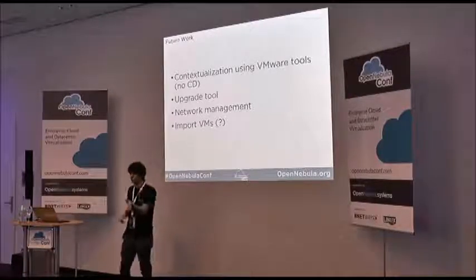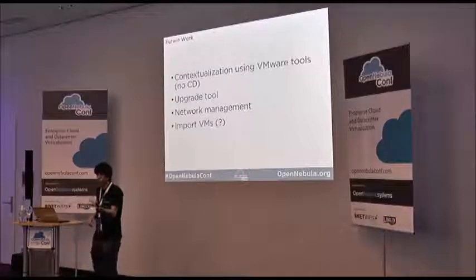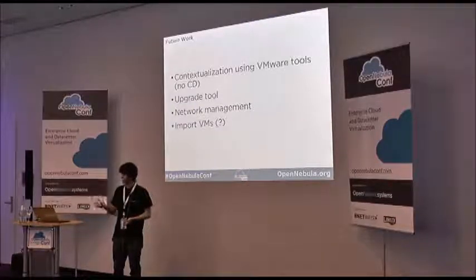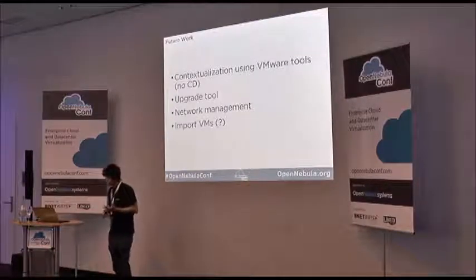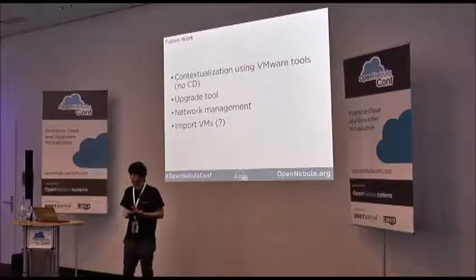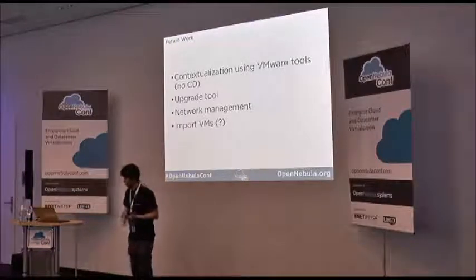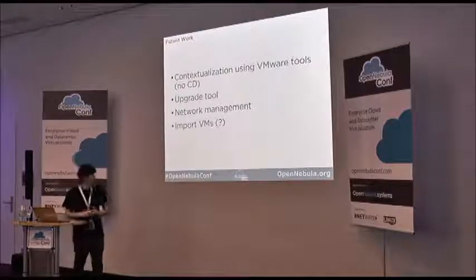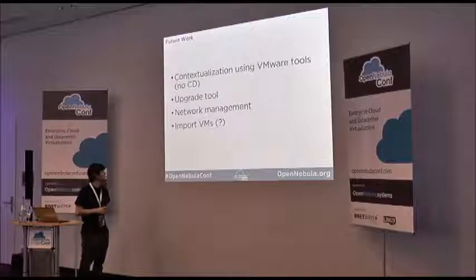So using the standard contextualization RPMs or DEBs and the Windows contextualization, you can get this information and get the IP, etc. What is not working is pushing files. We cannot push files through this mechanism, but the networking, DNS, etc. is working. We're also working on an upgrade tool.